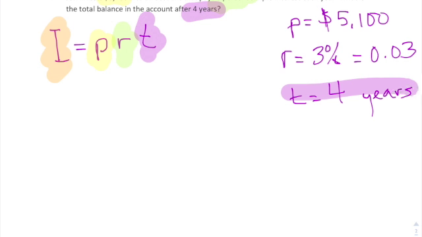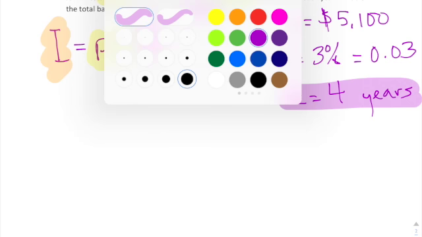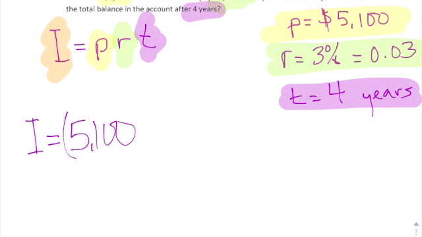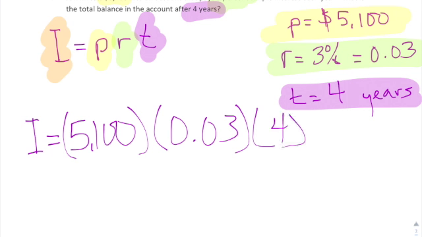So again, so that we can see that. Okay, this is probably part of the hardest part of the whole thing, right? Because I'm having to pick apart what are all of these, and now I just have to plug them into my equation. So now I have interest equals 5,100 times 0.03 times 4. Okay, I can do that. Let's plug it into our calculators.